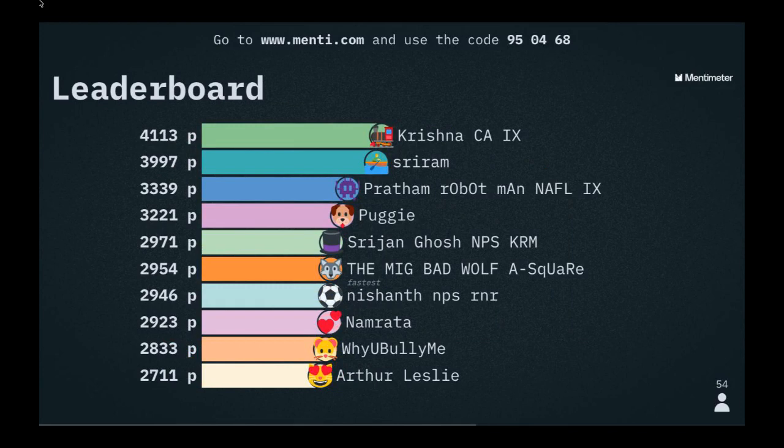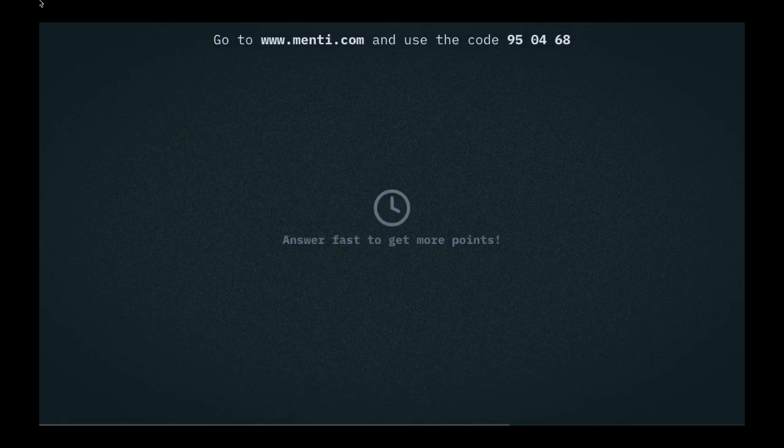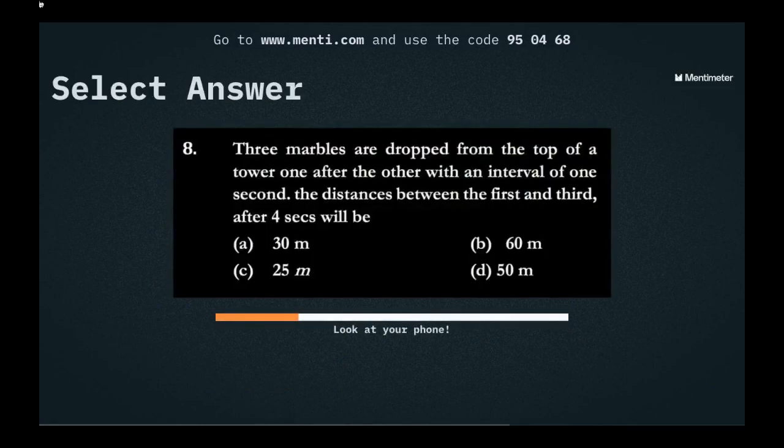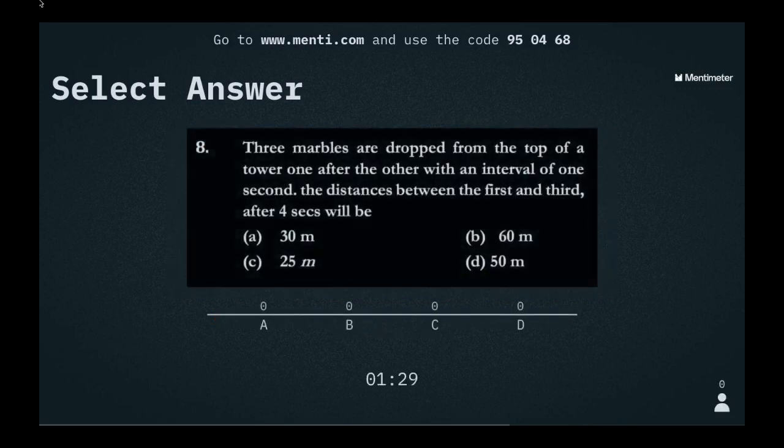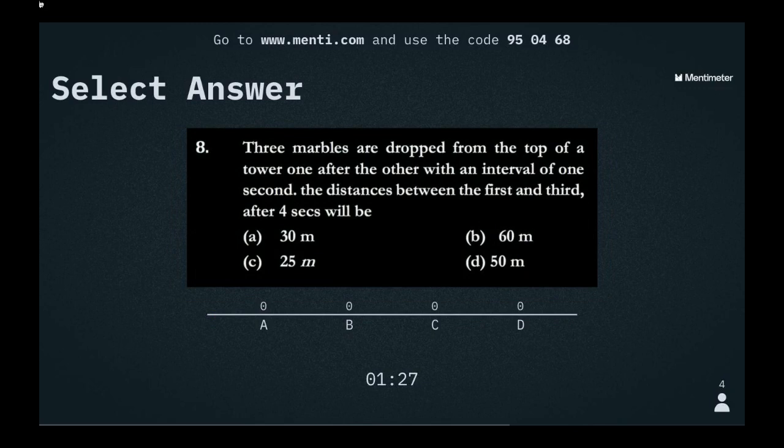Chalo. Good. Here we go to the next one. Yeah. No problem. 3 marbles are dropped from the top of a tower, one after the other, with an interval of 1 second. The distance between the first and the third after 4 seconds will be.